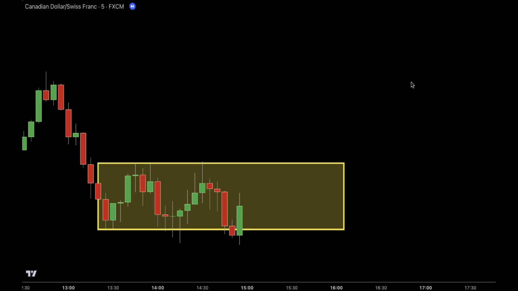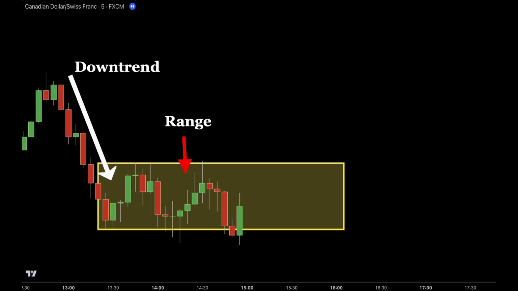Now, let's look at another chart example. Here, the market is clearly trending downwards, meaning sellers are in control. Then, the market enters a range. As a smart money trader, this signals that sellers are losing control and smart money is preparing for an upward move. Watch what happens next. The market breaks below the support level but then closes back inside the range. This is a clear liquidity sweep.